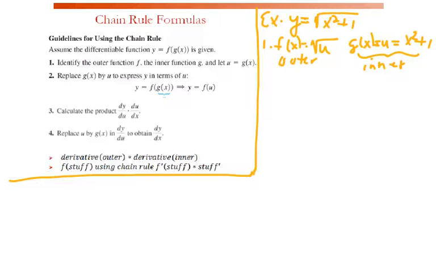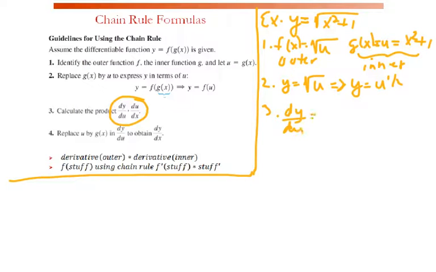So let's replace g of x by u to express it in terms of u, and you get y equals the root of u. Or another way of writing that is y is equal to u to the 1/2, so that we can differentiate. So then your next step is to actually calculate this product. We're going to compute the derivative of y with respect to u, dy/du, which is equal to 1/2 u to the negative 1/2.